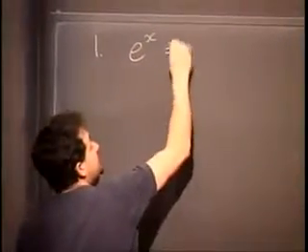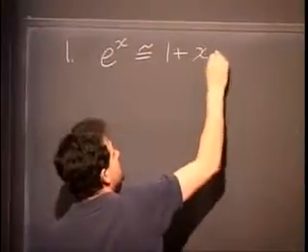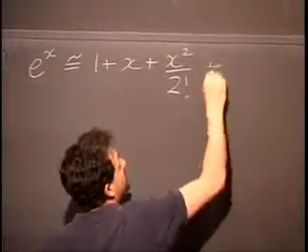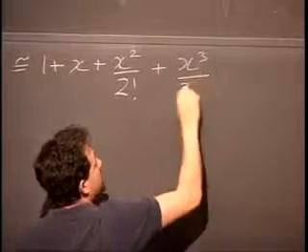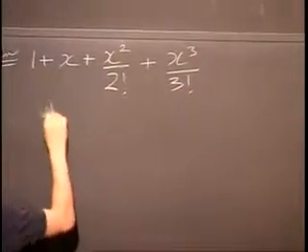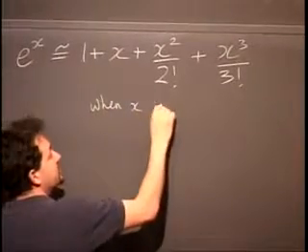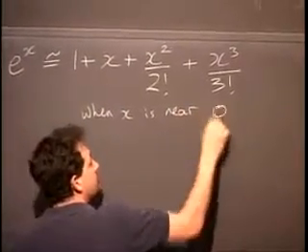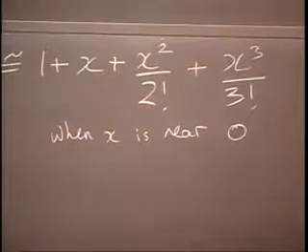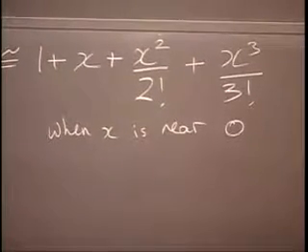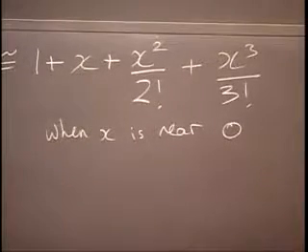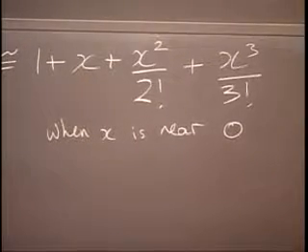e to the x is approximately equal to 1 plus x squared over 2 factorial plus x cubed over 3 factorial. I said this is true when x is near 0. When x equals 0, then both sides equal 1, and it's not even an approximation, it's perfect. But when x is a small number, positive or negative, but something close to 0, then this is an approximation.